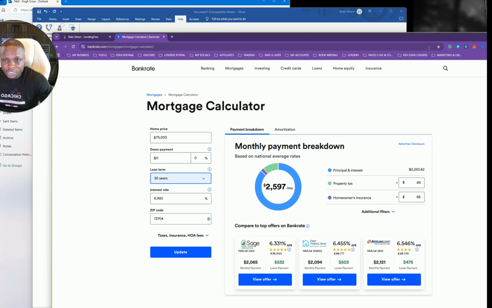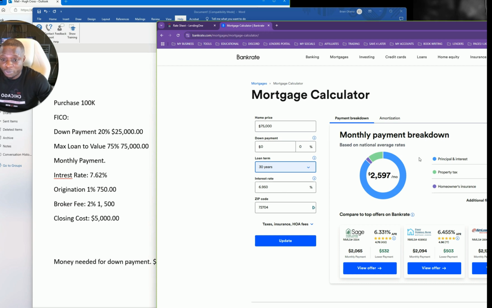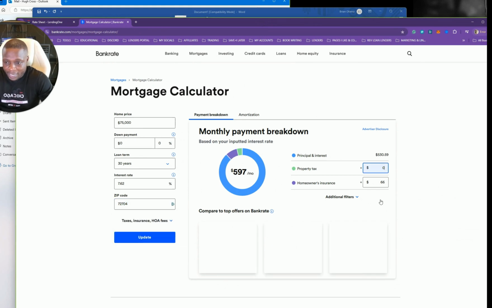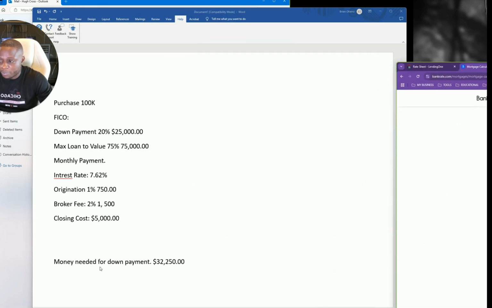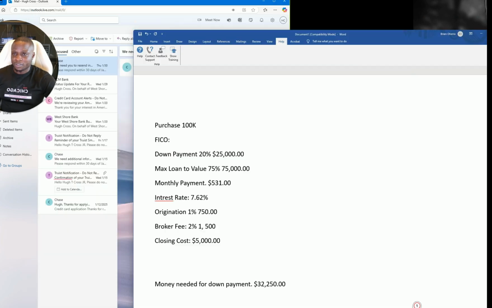And what interest rate did we say this gentleman has? Grab that interest rate right there, 7.62%. We're going to slap that right in here, 7.62%. It doesn't matter what the zip code is. We're going to remove the property tax and the homeowner's insurance because we're not taking that into account. And basically what you can see, once everything is updated, this gentleman for this specific loan will have to pay $531 a month.